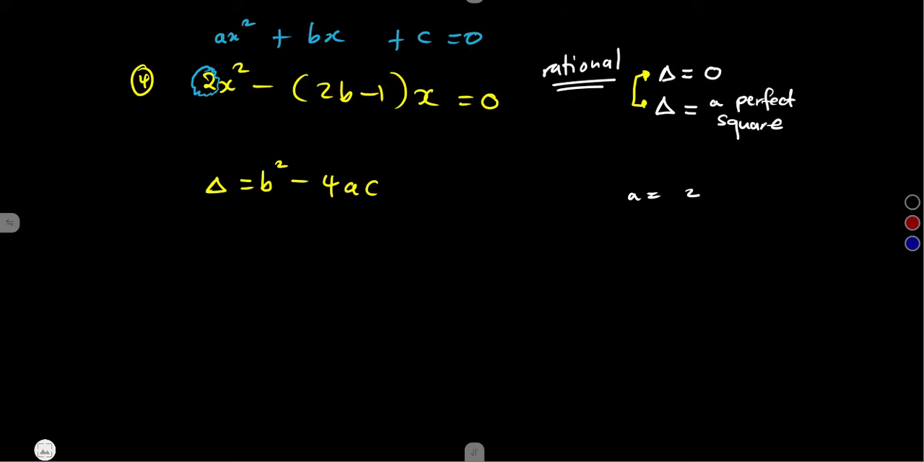What about b? The coefficient of x. What is multiplying x? The whole of this part here. It's a constant, guys. As long as you see b there, the b, it's a constant.